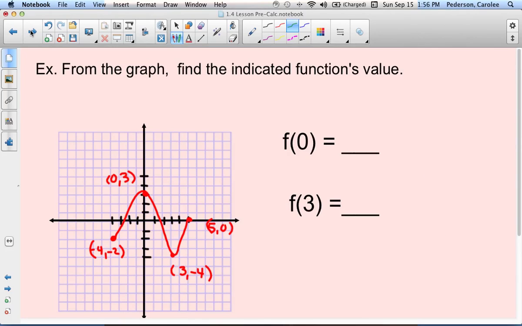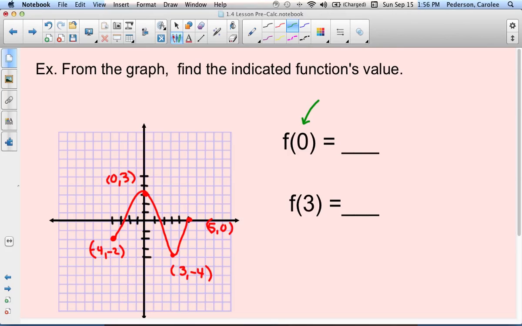The next example is we give you a graph. This one you may want to write down and pause. We give you a graph. It's a curve. It starts at (-4, -2), and then it kind of curves around to (5, 0). And we want you to evaluate the function for f of 0 and f of 3.